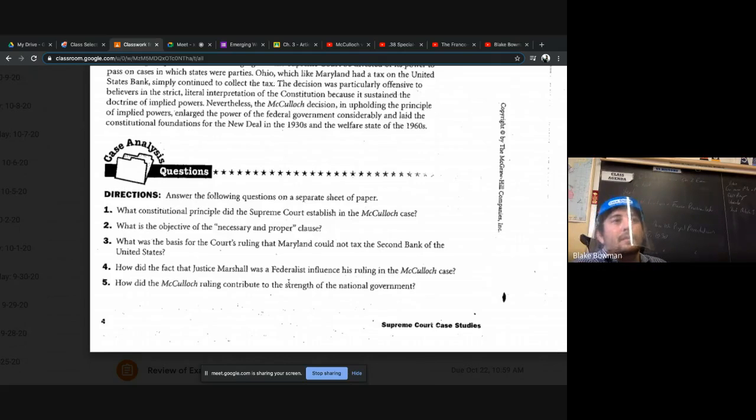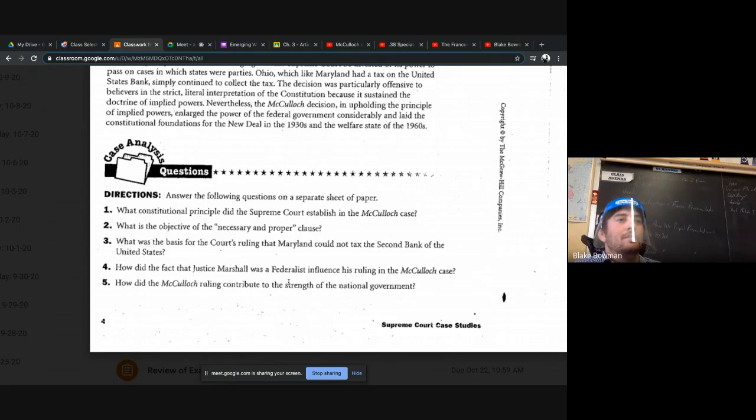And then with federalism, there would be a dispute. There'd be an unequal power balance, and it would set precedent that the states would have some sort of power over the national government, and that shouldn't be the case, right? Good. Four, how did the fact that Justice Marshall was a Federalist influence his ruling in the McCulloch case? Ooh, there you go. Maybe if it was a different person deciding on this, the decision might have been a little bit different.